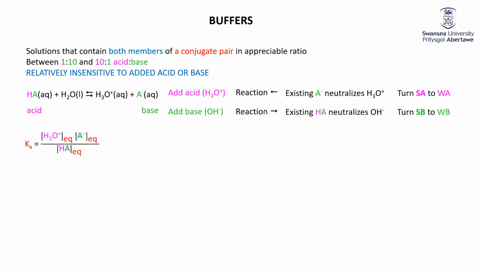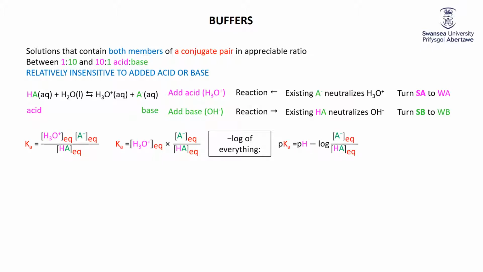Ka, of course, for this reaction is H3O+ times A- divided by HA. Break that up a little bit, so we pull the H3O+ out and take minus the log of everything. We get pKa, minus the log of Ka is pKa, minus the log of H3O+ is pH, and then minus the log of this little ratio here. Rearrange the equation and you get what is known as the Henderson-Hasselbalch equation for describing buffers. The pH of the solution is the pKa plus the log of the ratio of the A- over the HA.